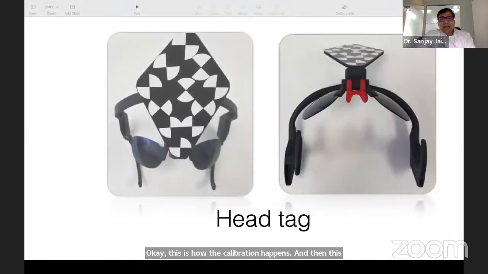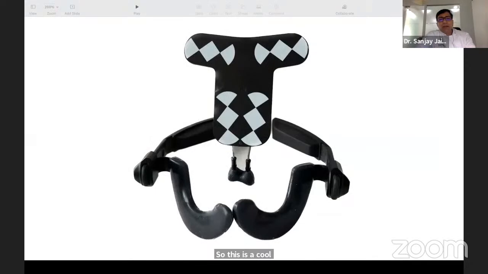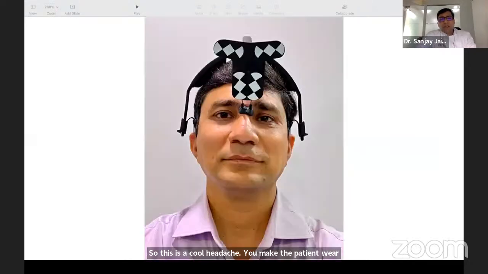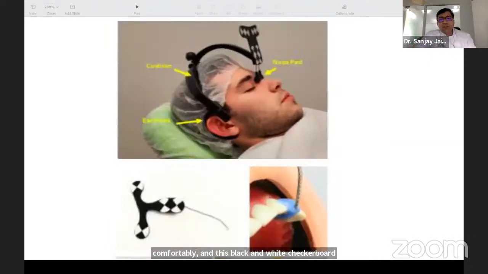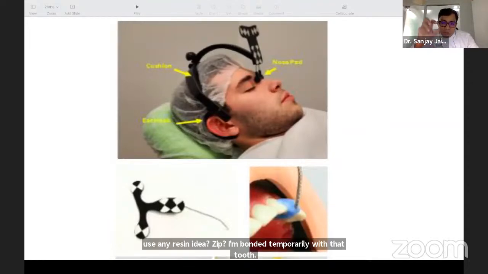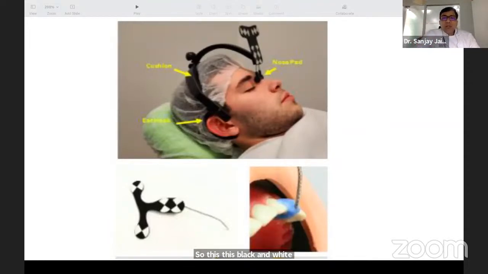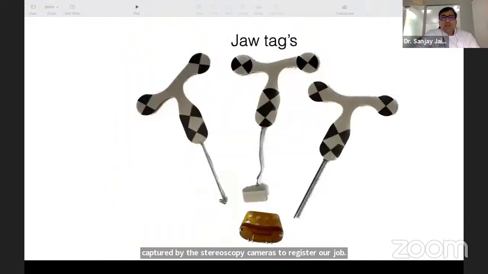So this is a head tag you make the patient wear. There are 2 variants of this, and this is how you make the patient wear it very comfortably. These black and white checkerboard markers are then captured by the stereoscopic camera. So we make the patient wear this, and if it's a lower jaw, or the jaw tracker can also be used for the maxillary arch, you use any resin adhesive and bond it temporarily to that tooth. These markers are captured by the stereoscopic cameras to register our jaw. These are the different jaw tags that are available.